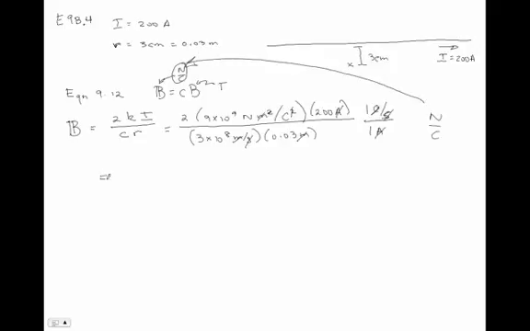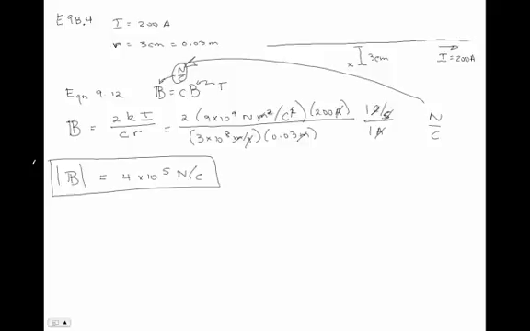Okay, and now plug this all into your calculator. I got 4 times 10 to the 5th newtons per coulomb. It's just the magnitude of B bar, right? Okay, and I hope you did too.